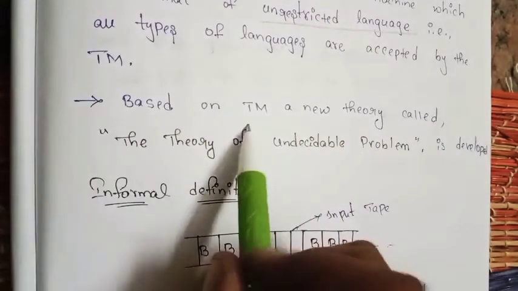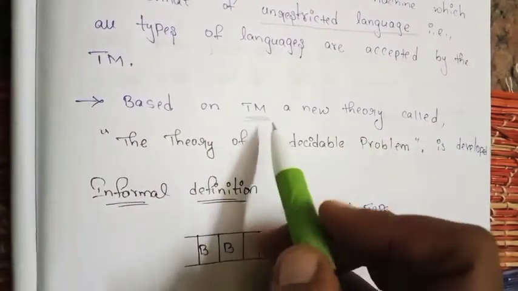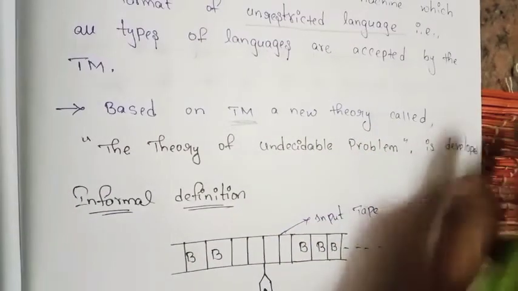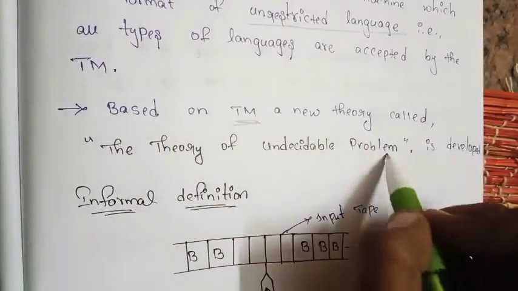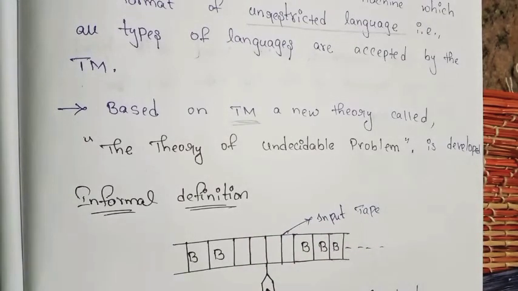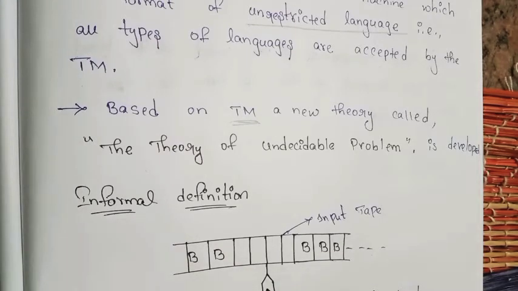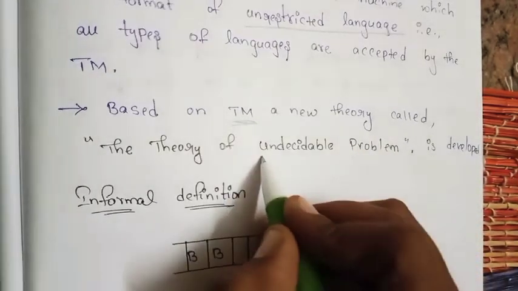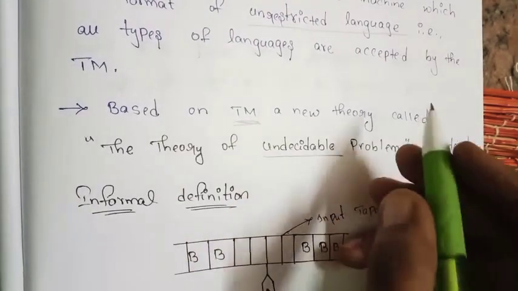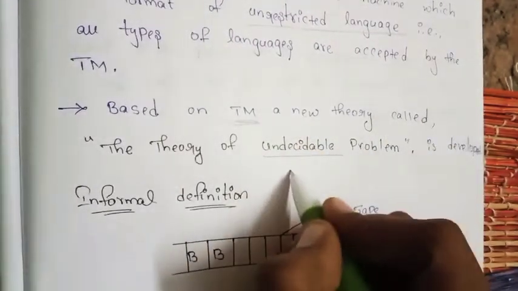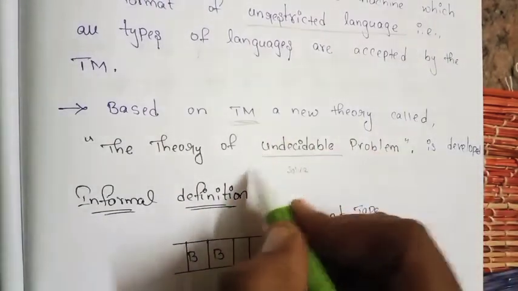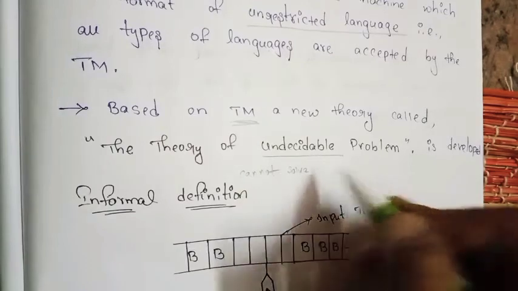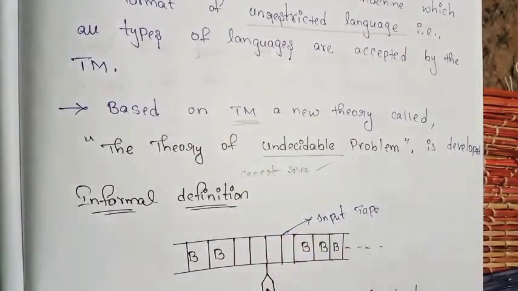Next, based on the Turing Machine, here TM means Turing Machine, a new theory called the theory of undecidable problems is developed. So these undecidable problems cannot be solved on any computer. We cannot solve these undecidable problems on any computer.